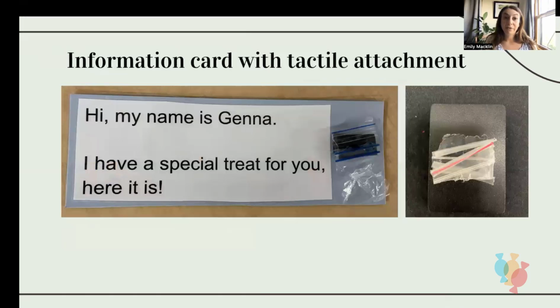We also have this little information card with a tactile attachment. So it says her name and that she has a special treat, because this is in the context of a delivery. We keep it general so that it can be used for any type of delivery. We want consistent use, that's the goal. And then the tactile attachment is a little piece of a Ziploc bag. She usually packages into little plastic bags. Her symbol for packaging is there on the right. That's why it's meaningful to her.